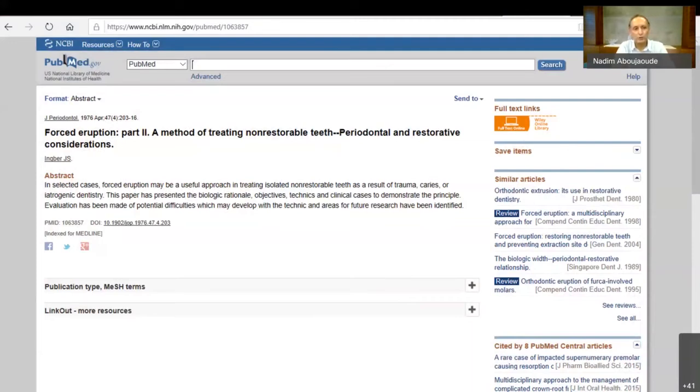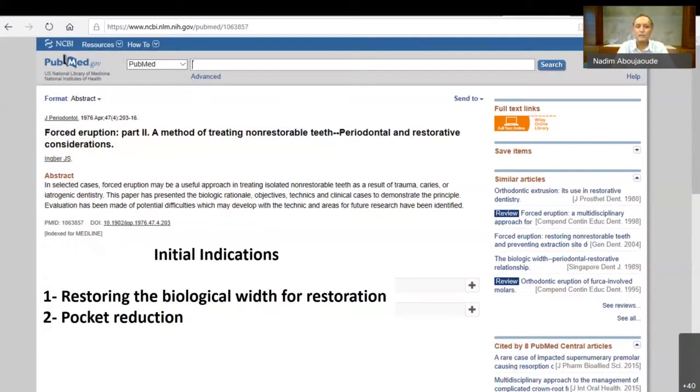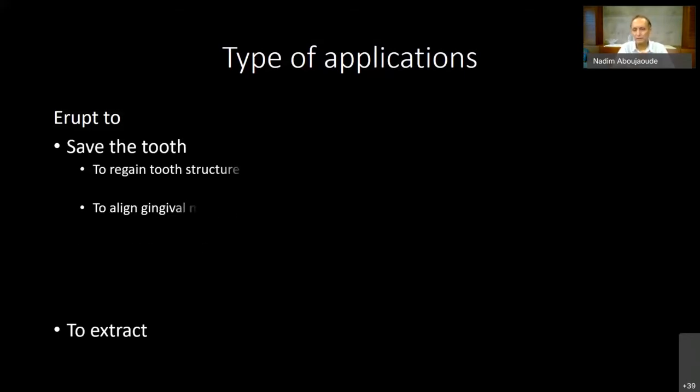Actually, this is not new. It was described in the mid-70s by Ingber, but Ingber talked about it in restoring the biological width for the restoration, and then he talked about it for pocket reduction. But we have found that there are many, many other applications to this technique. We can erupt to save the tooth, or we can erupt to extract the tooth, and we will discuss different topics, and we will add at the end one topic more.